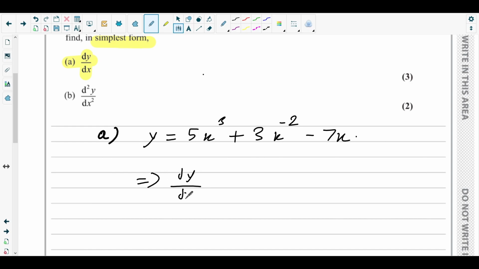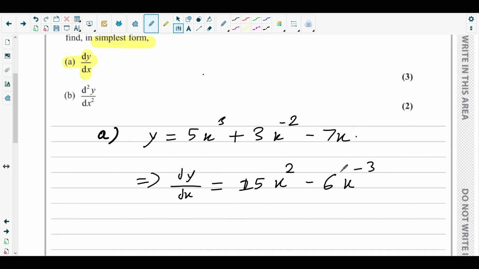So dy over dx, to get the derivative we need to differentiate the equation of y. In differentiation the coefficient gets multiplied by the power of x. So 3 times 5 is 15, and then we subtract 1 from the power of the variable. So 3 minus 1 gives you 2. Same goes for the second term. 3 times negative 2 is negative 6, and then x to the power negative 2 minus 1 gives you negative 3.